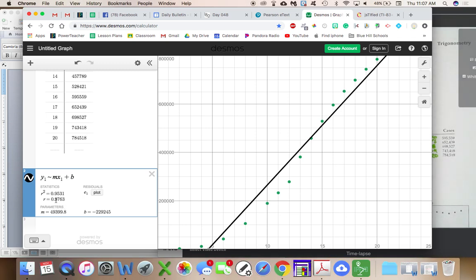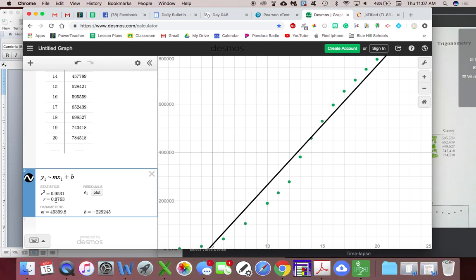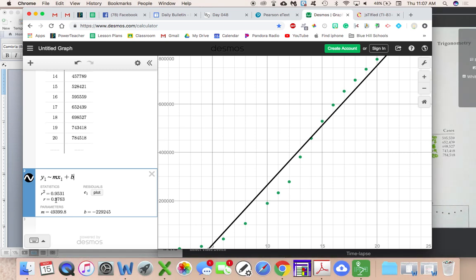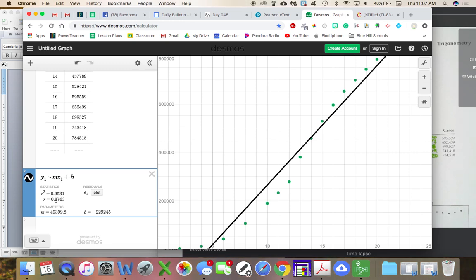0.953. That's saying that 95% of my data is really pretty good. 95% is okay. Let's see if we can get better than that. We want that to be as close to 1 as possible, or close to 100%. So we start going up, and let's start doing quadratic or cubic or quartic or any of those.